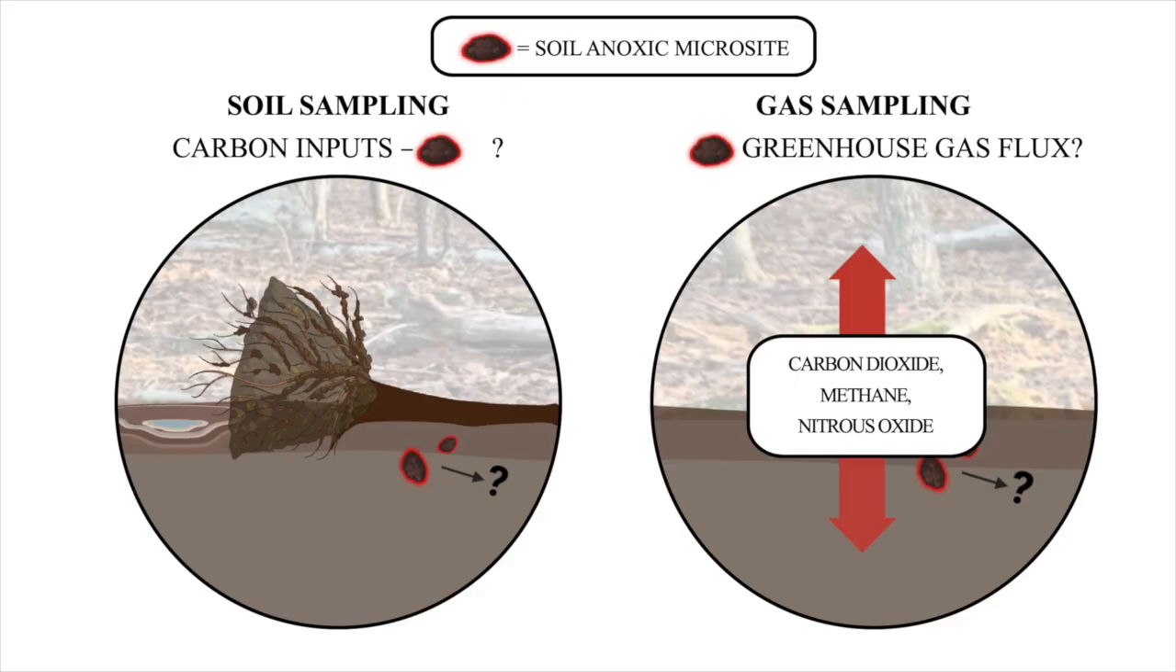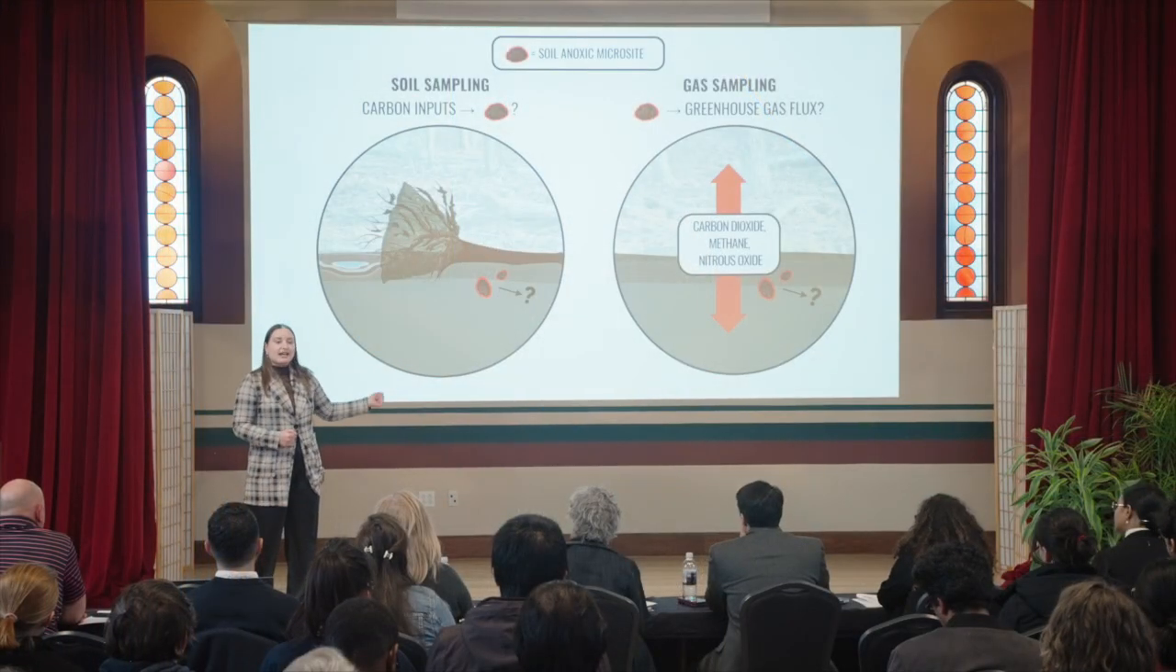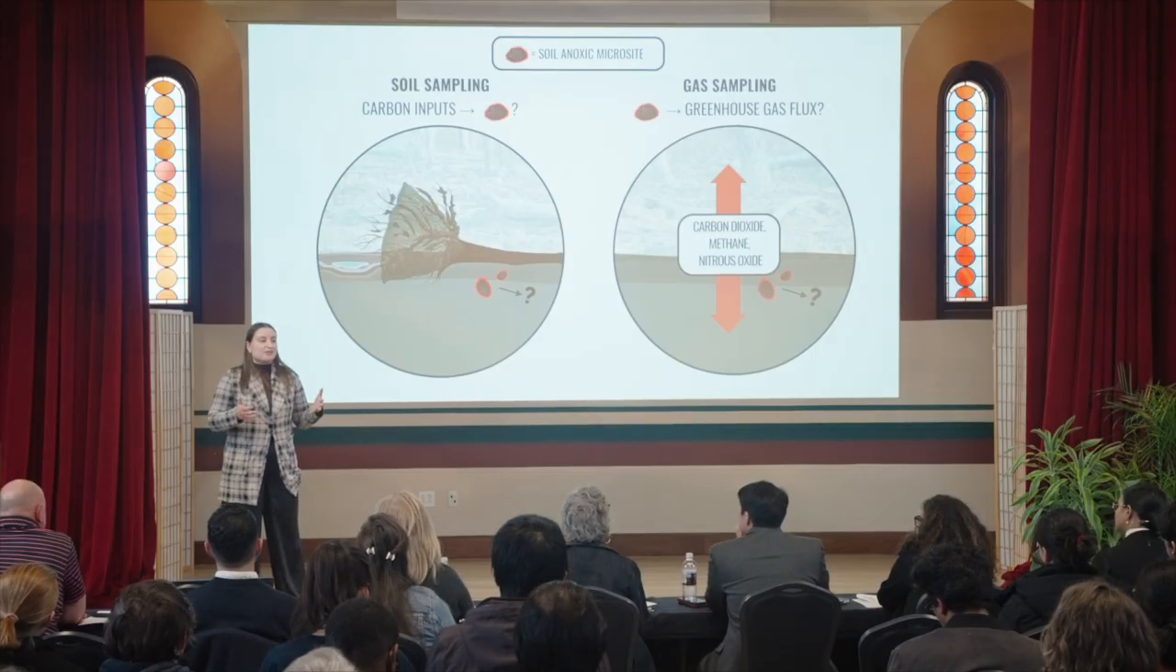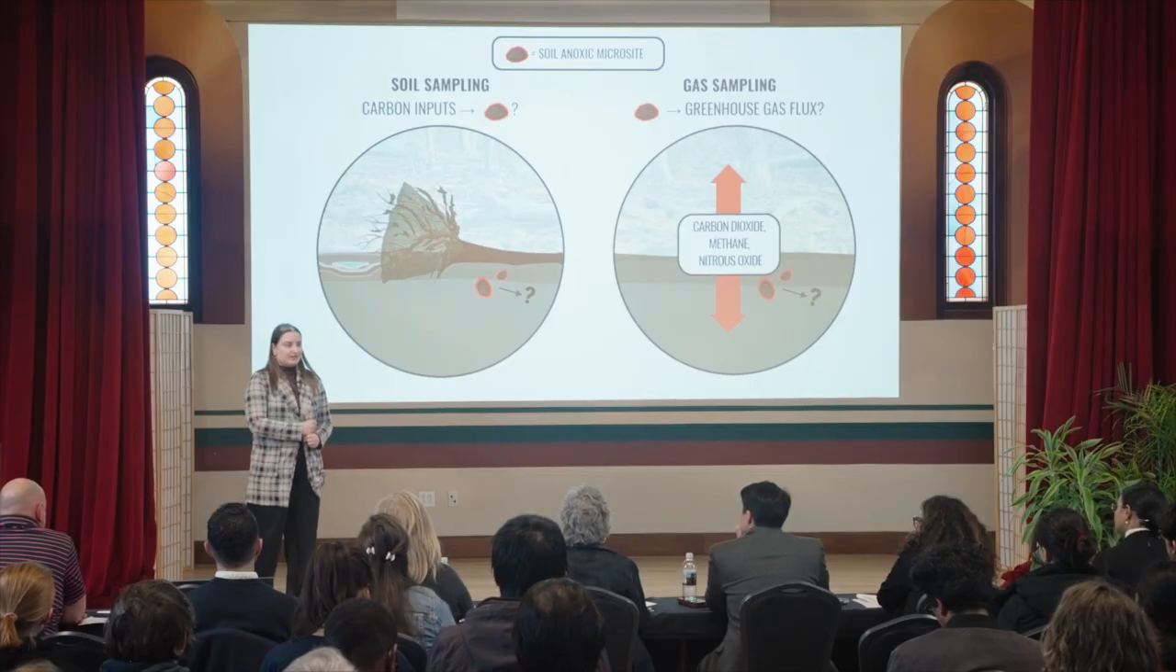And with my soil samples, I do a bunch of laboratory analyses looking at microbial communities, oxygen depletions, and soil nutrient profiles in order to pinpoint exactly where anoxic microsites are forming. And by measuring gases such as methane and nitrous oxide, I can see if their increased emissions are correlated with the presence of soil anoxic microsites.